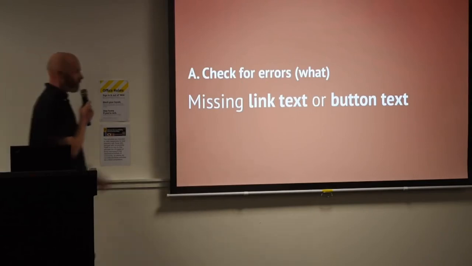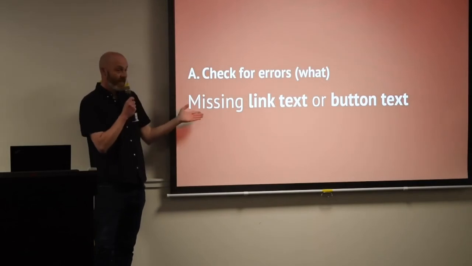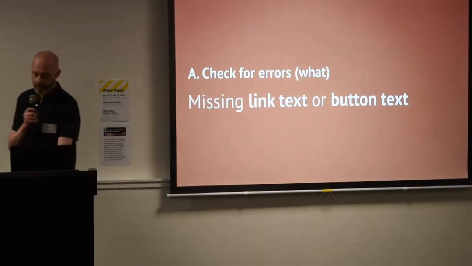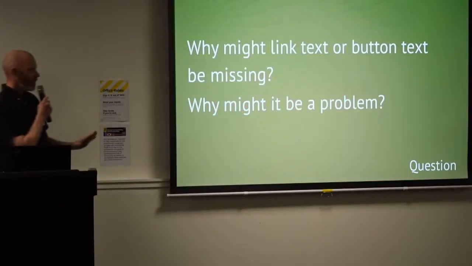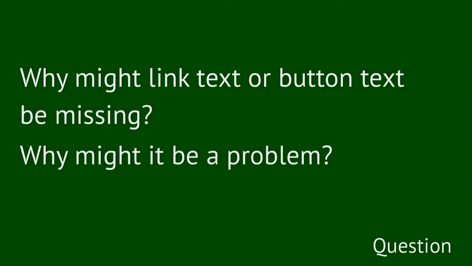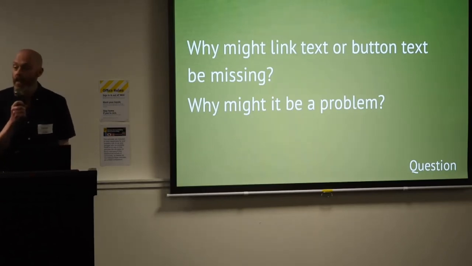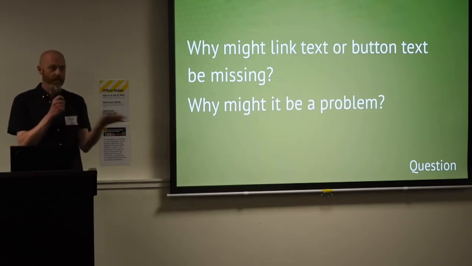Number A, check for errors. So what do I mean by that? For example, missing link text or button text. I know you thought it was your time off now, but no, it's another question. Why might link text or button text be missing, and why might it be a problem if it is? An image button. Yep, you can't use a screen reader if it doesn't say something.